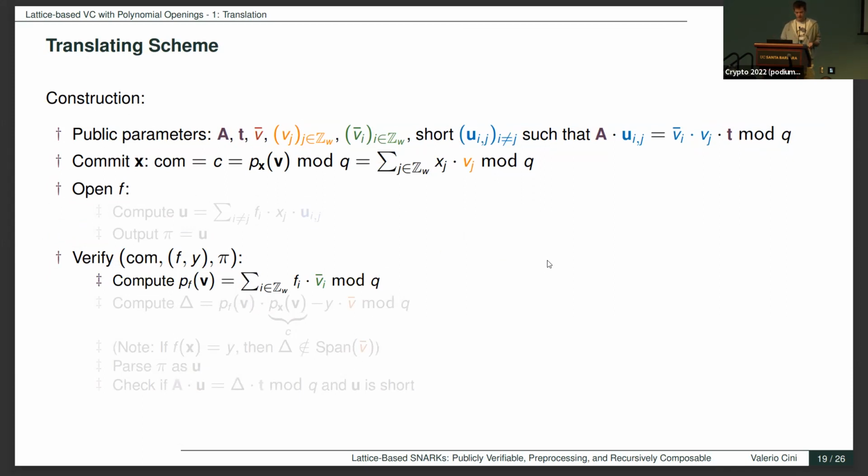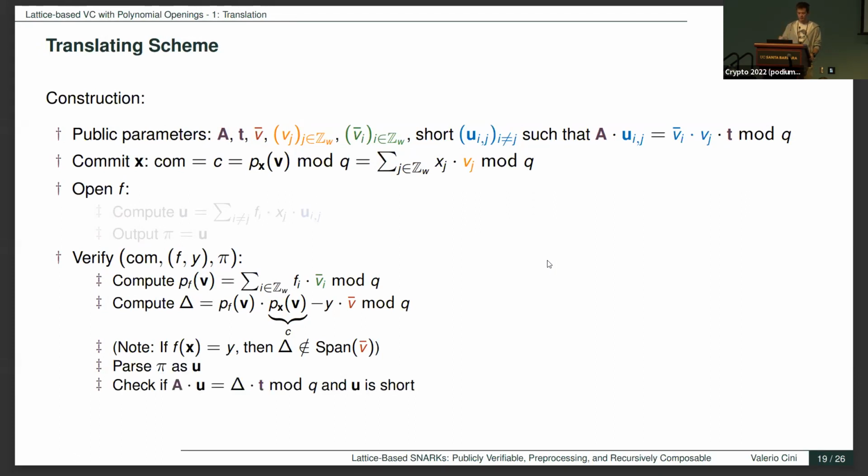and the function f. Then he's going to multiply these two encodings and subtract the claimed image value y times this vector, the target vector V bar. And again, if f of x equals y, the difference should be in the span of V bar. And this can be checked using the proof computed by the prover. And the proof computed by the prover is going to be just this linear combination of these cross terms using these vectors in the public parameters Uij.